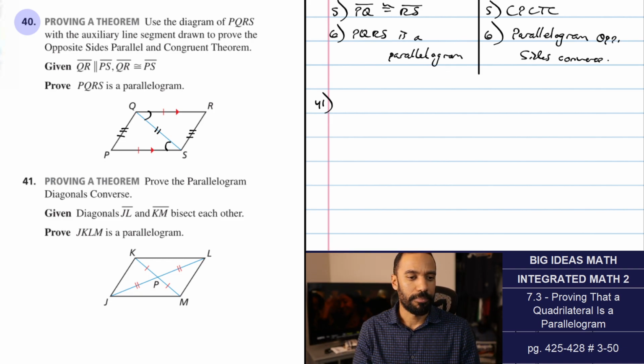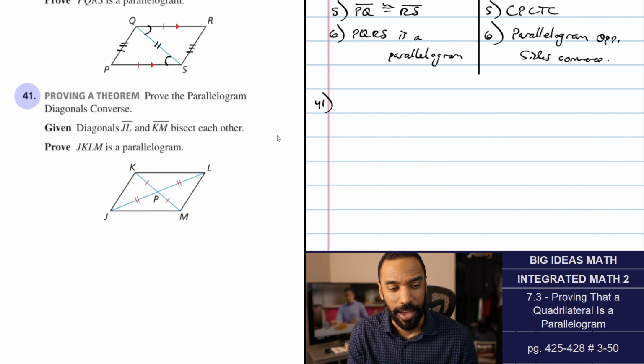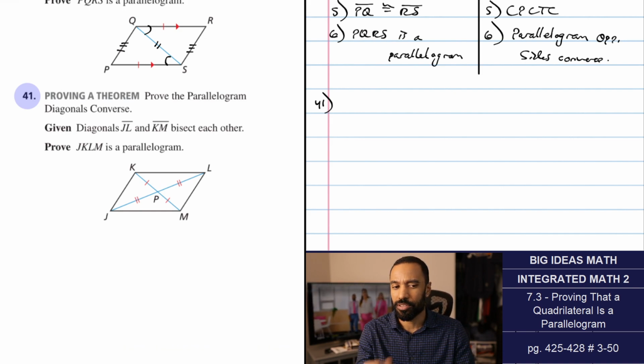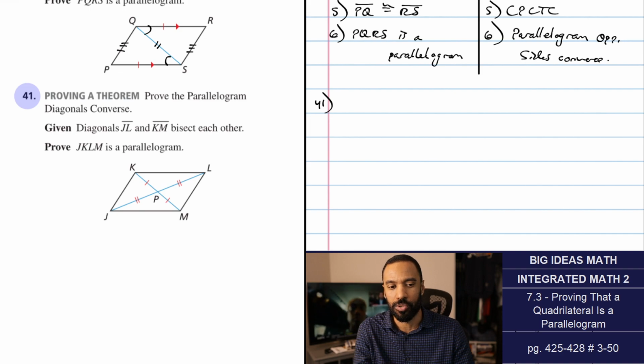Number 41. Prove the parallelogram diagonals converse. So now we're getting to this guy. I mean, this can go really fast. Do I have to do 2 sets of congruent triangles in the opposite sides thing? Maybe. Sorry, I'm looking into ways I can do this faster or slower, depending on what we have. No, I don't have to do 2 sets of congruent triangles.